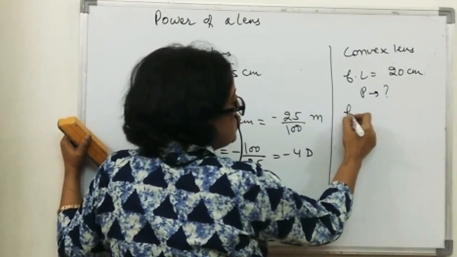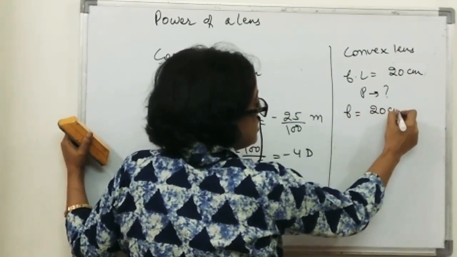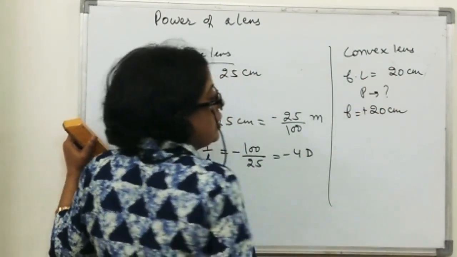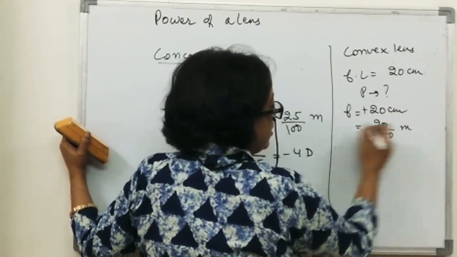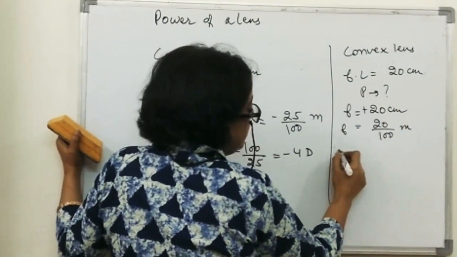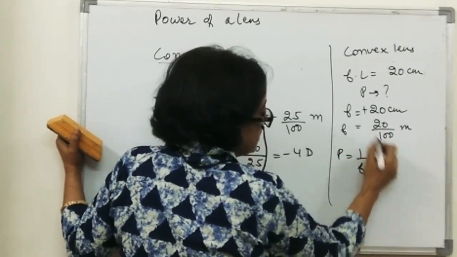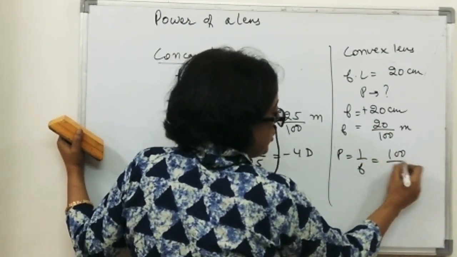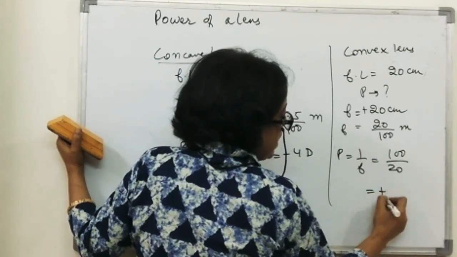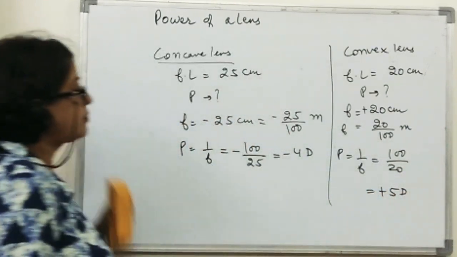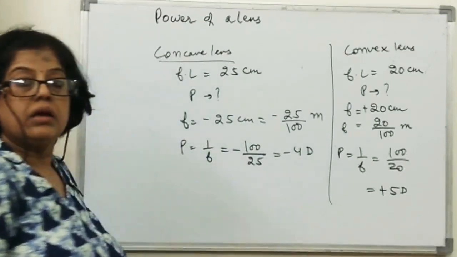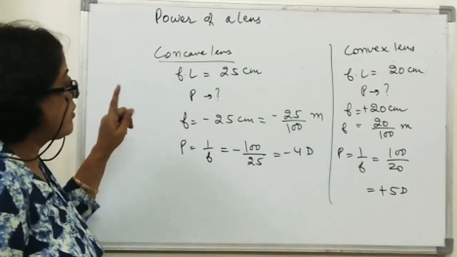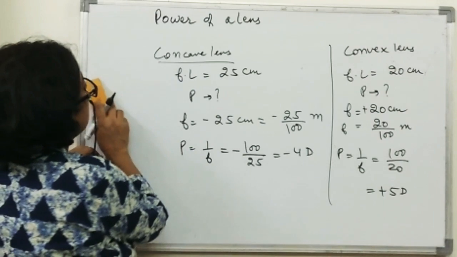Now focal length is 20 centimeter and it is a convex lens, so it will be positive. We have to convert it to meters, that is 20 by 100 meter is the focal length. So power will be 1 upon f, that is reciprocal of this, which will be 100 upon 20, which is plus 5 diopter. So this is how we calculate power of a lens. Fine. Okay, so remember that focal length should be in meters.